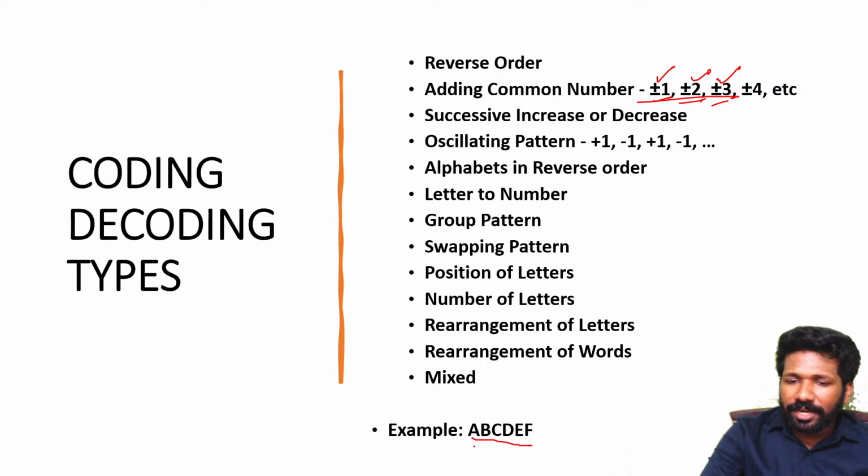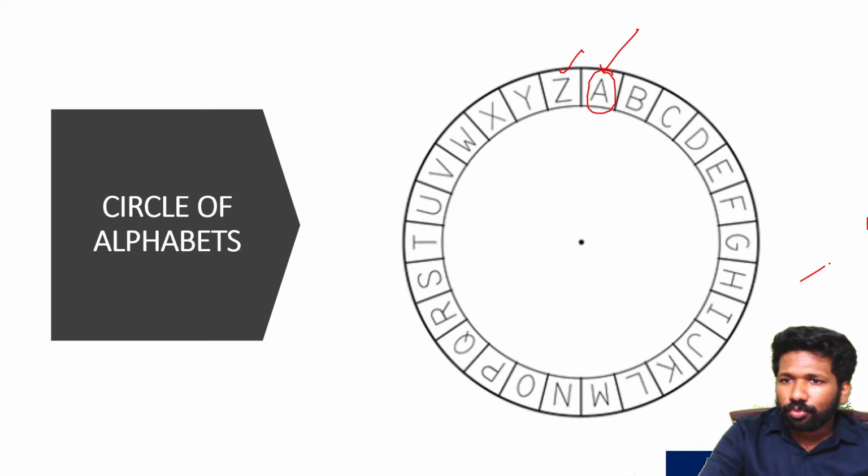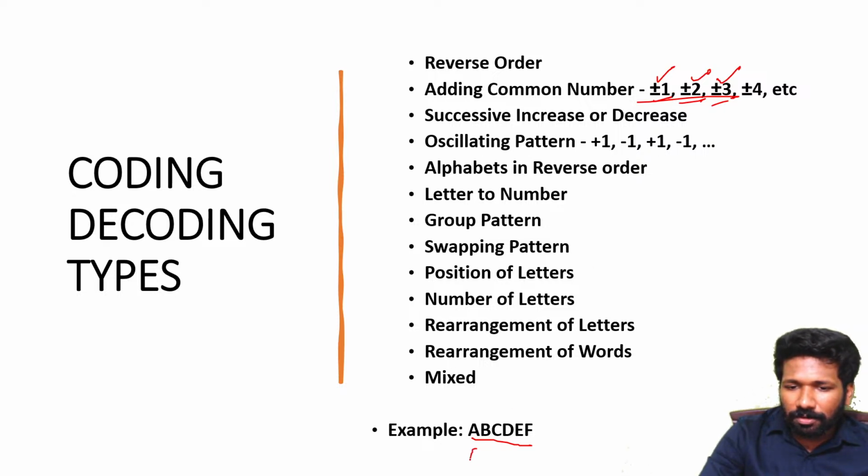Say A is added by 2, A plus 2. A plus 2 means in the English alphabet the second letter from A, C. So A is coded as C, B is coded as D, C is coded as E, D is coded as F, E is coded as G, F is coded as H.